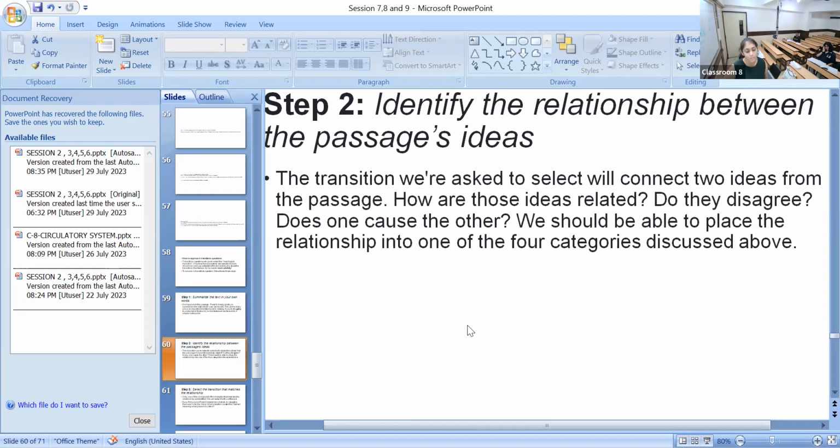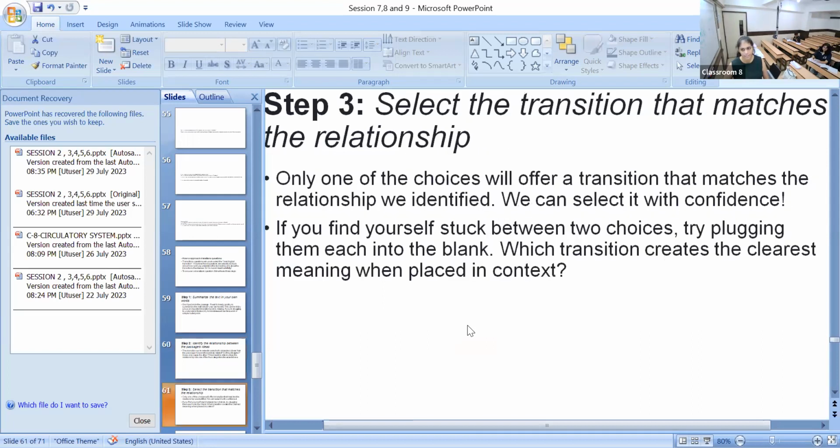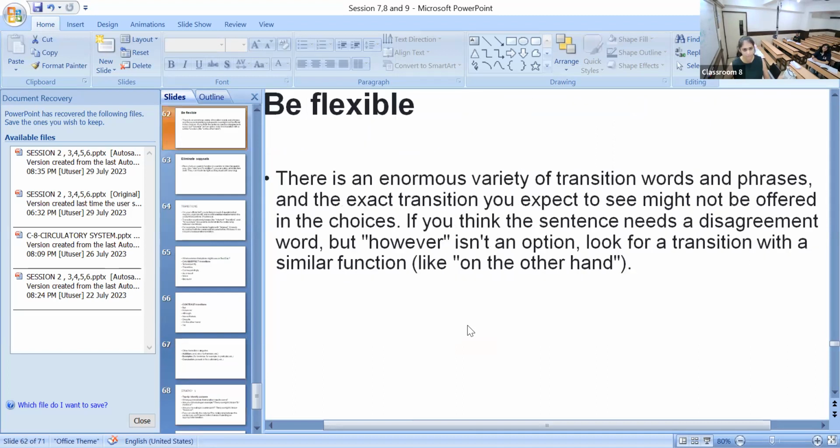The second way is to identify the relationship. How are they related? Agreement, disagreement, cause and effect, or anything like that. You can identify from your passage. And then you have to, of course, select the transition that matches the relationship. So you try to plug them in between. This is another way. They say, be flexible.